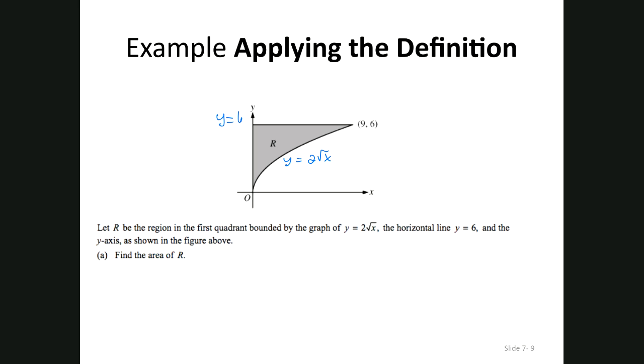Looking at this problem, my top function is 6. My bottom function is 2 times the square root of x. So I'm going to go the integral from 0 to 9, because it's on the x-axis. If I was working on the y-axis, and usually we do this when we rotate things, then you go on the y-axis for your intervals, but this is 0 to 9. And then I have just 6 minus 2 times the square root of x.